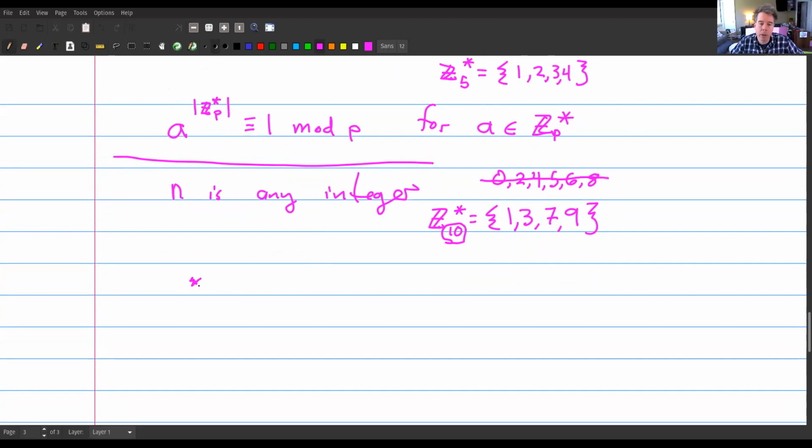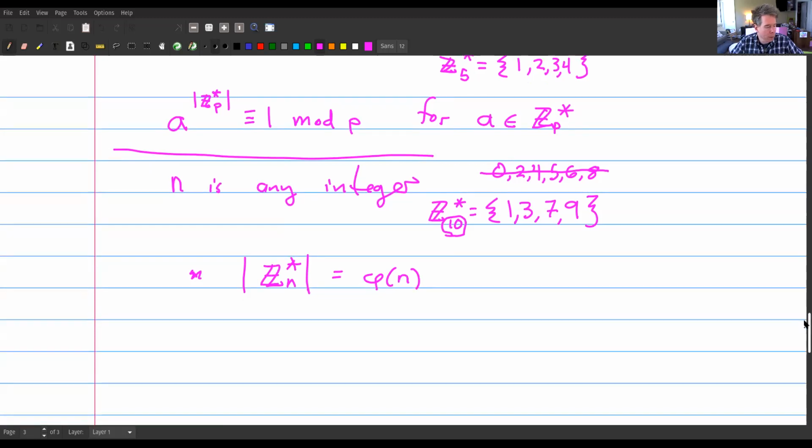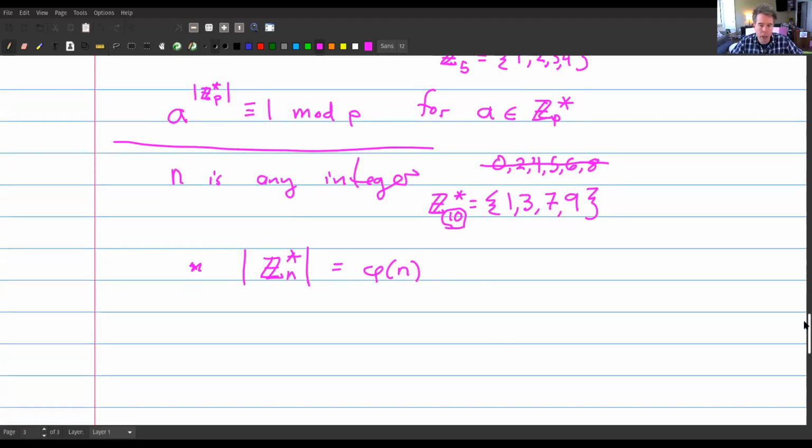Oh, do you remember this fact? We talked about this last time. The cardinality of Zn star, this function has a special name, and it's called phi. This is the Euler phi function. And we played around a lot with the Euler phi function last time.